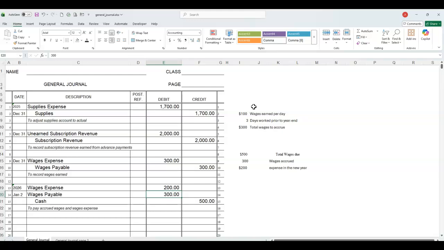For a revenue, it would just be, we would debit a receivable and credit a revenue. And at the beginning, when we recorded the receipt in the new year, we would just debit cash and credit the receivable.